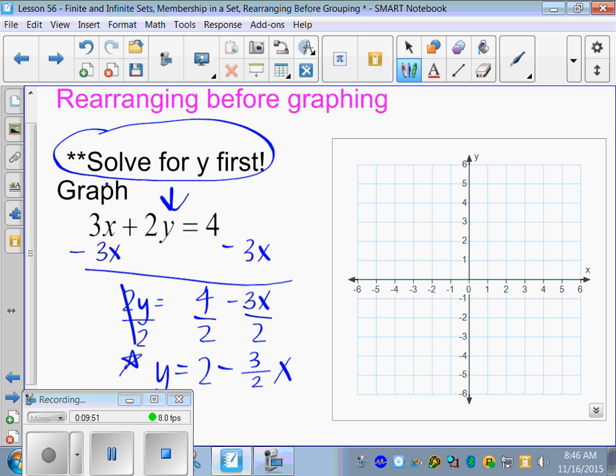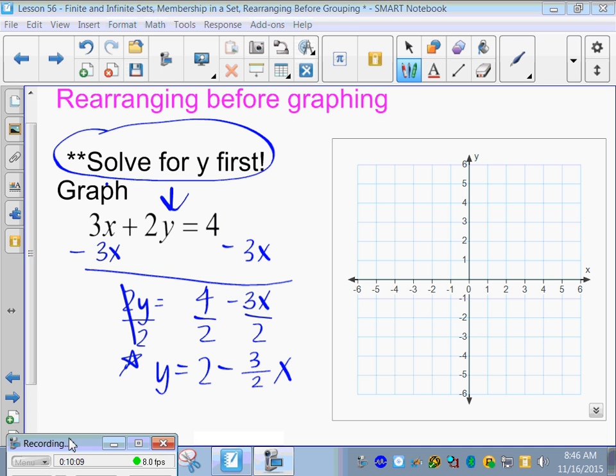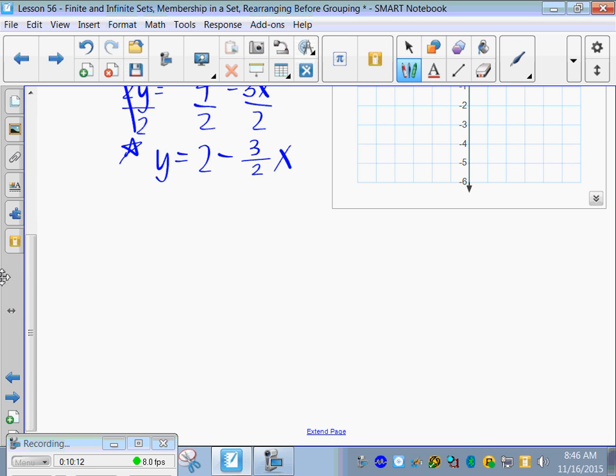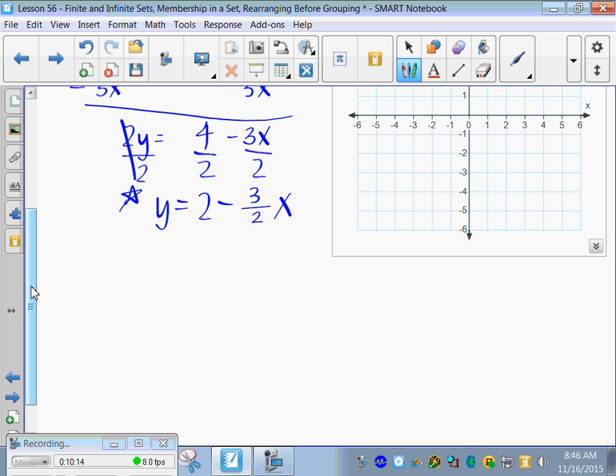Cancel. That would require multiplying everything by 2, and then we wouldn't have a y by itself. So the x can have a fraction. We can't have anything in front of the y. Good question. Okay, so we always want just y equals at the end. Now we can go and make a t-table to graph. So step number 2 is to make a t-table.